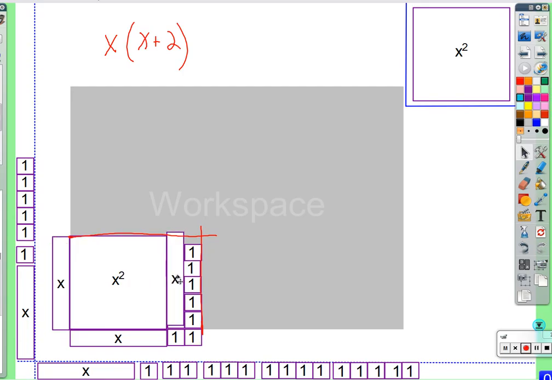An x for this one. That's 1 by x. And another x, which is also 1 by x. So in a picture, in shapes, we see, again, the distribution of x across x plus 2. If we distribute this x, what's x times x? X squared. That's the definition of x squared, x times itself. And then what's x times 2? X times 2 is 2x. Yeah, x times 2, 2 times x, 2x's. There we are. X squared plus 2x's. That's what we have.